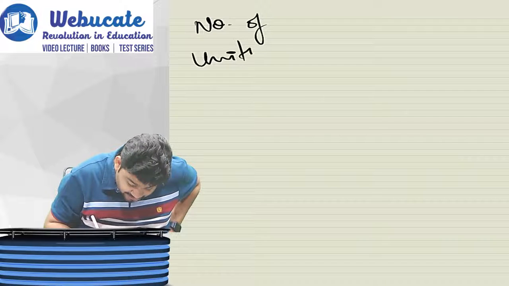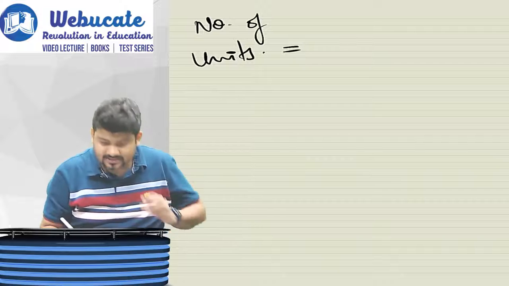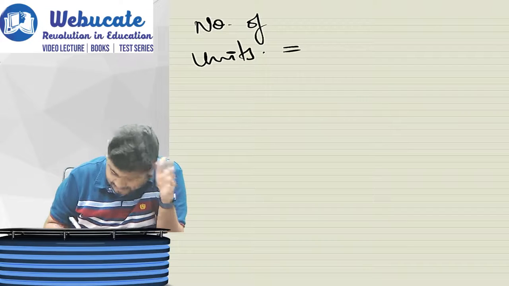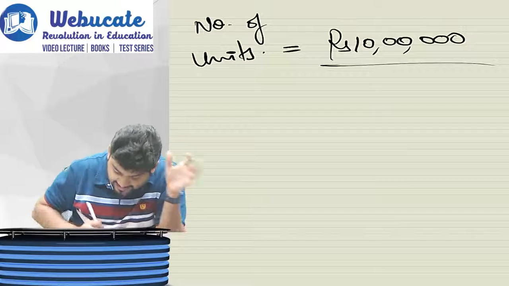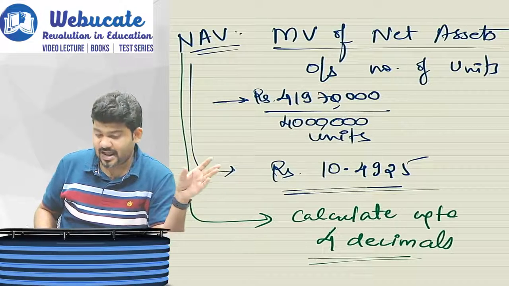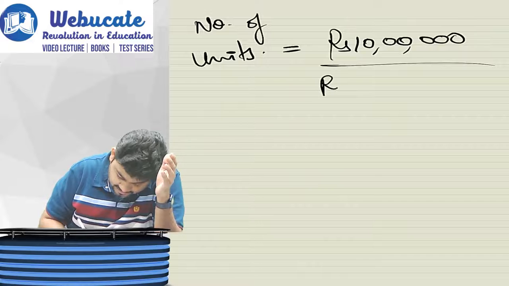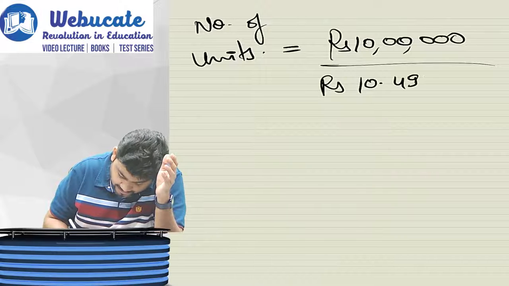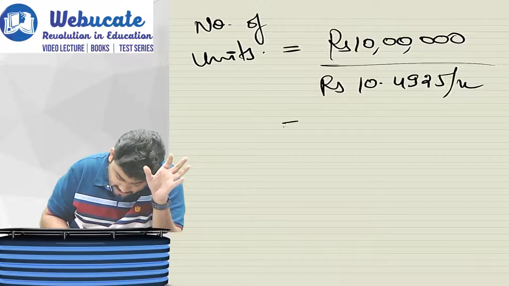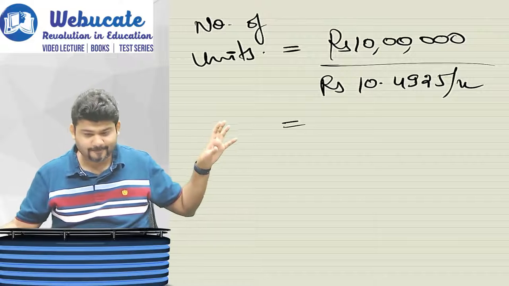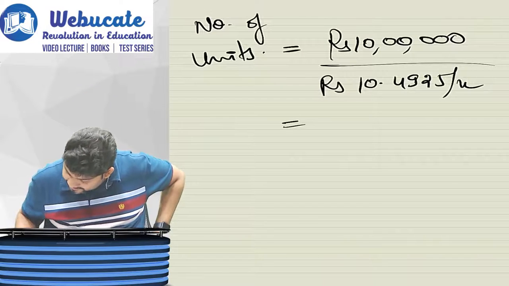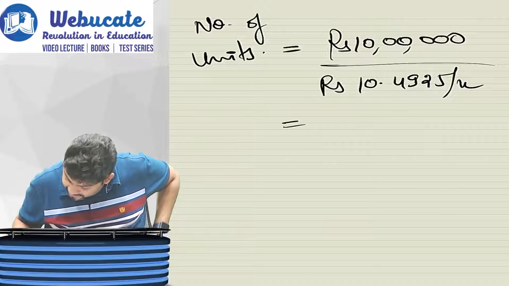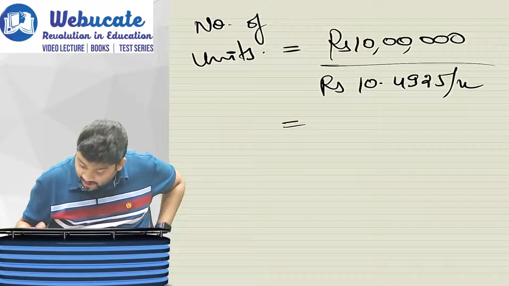And as regards number of units are concerned, say for example, you want to purchase some units. Suppose you have 10 lakh rupees and the NAV is 10.4925 per unit. How many units will you get? 10 lakh divided by 10.4925. Will you round off the units or not?